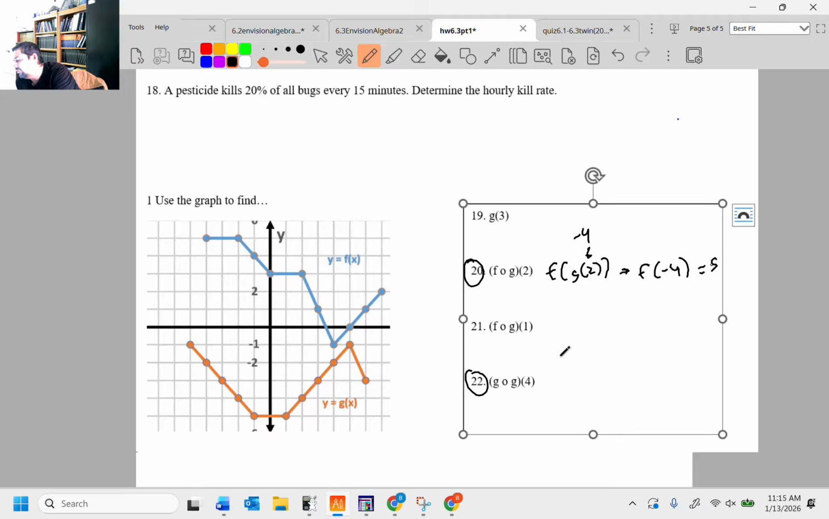22, G of 4, more affectionately written, old school, G composed of 4. And G of 4 looks to me like it is negative 2. So this becomes now find G of negative 2. So I go back to where negative 2 is. I look at G, and by golly, gee, wow, it's negative 4. Ta-da!